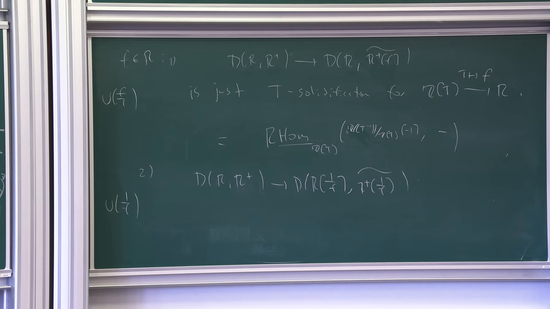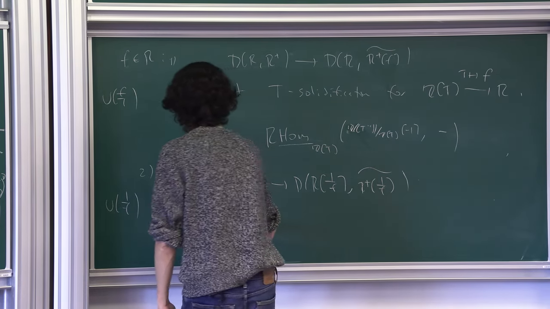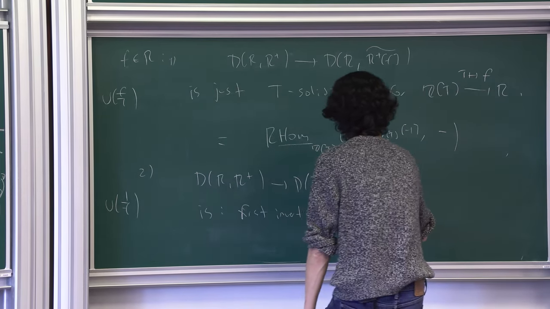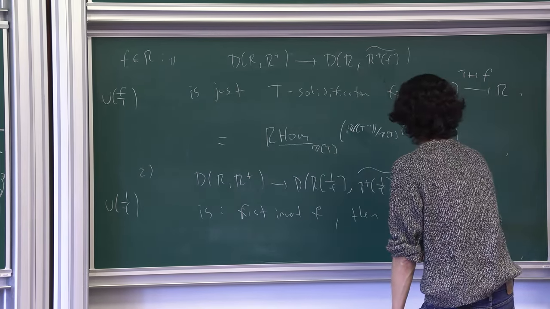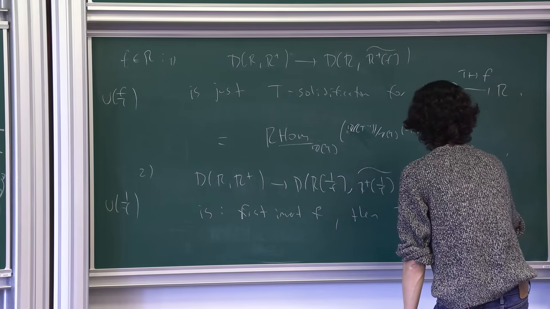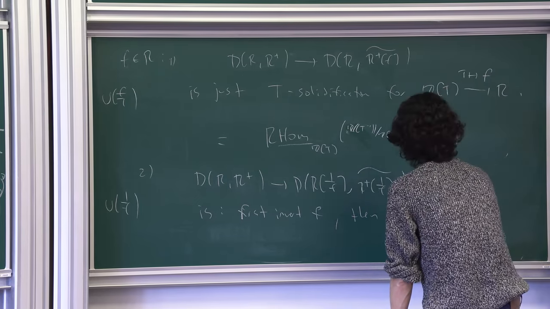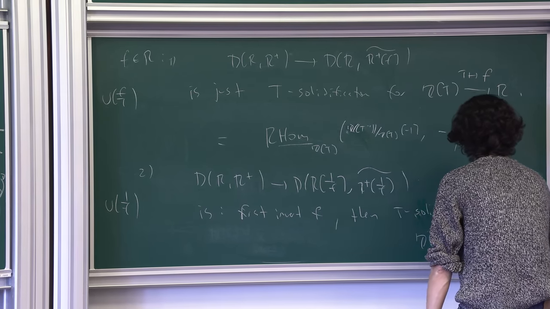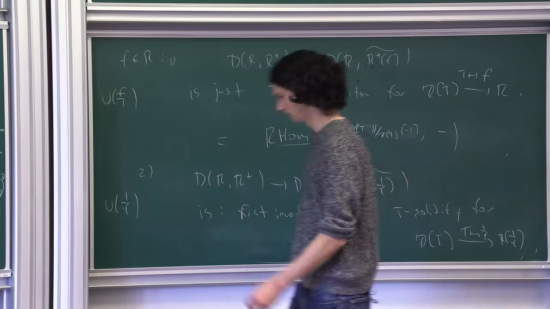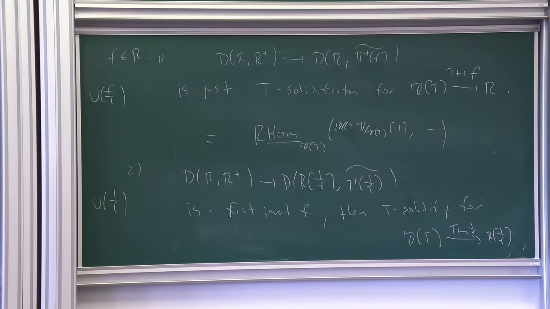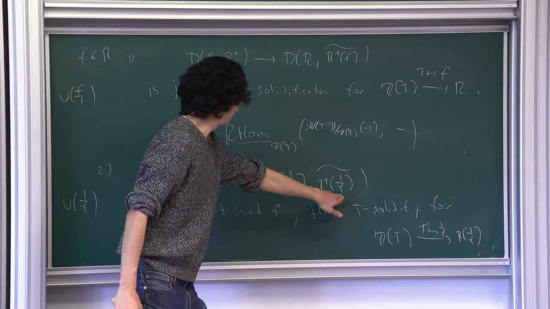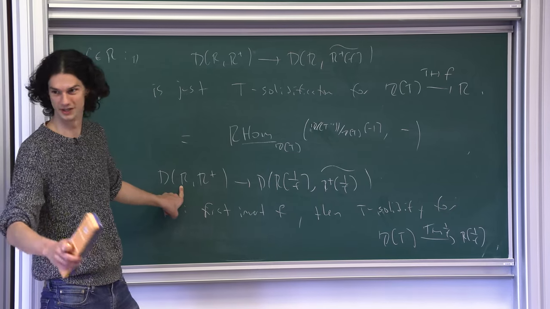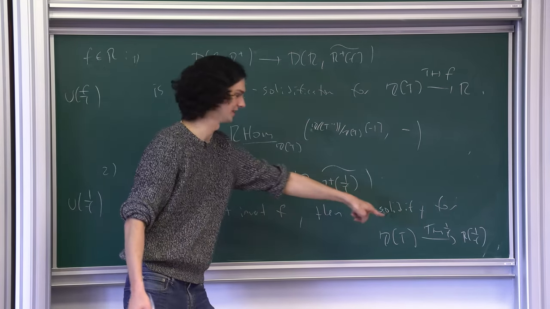So what is this? This is, first invert T, or first invert f, then T-solidify, for Z[T], T goes to 1 over f, R[1/f]. So the modules here are a full subcategory of R[1/f]-modules, which is a full subcategory of R-modules. And the condition is f acts invertibly, and you have this extra thing that's supposed to be solid.